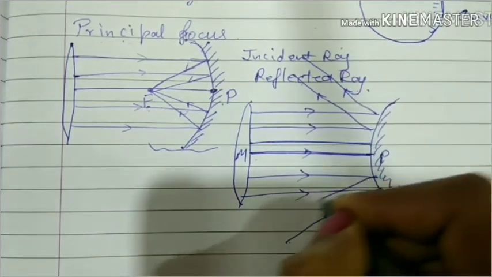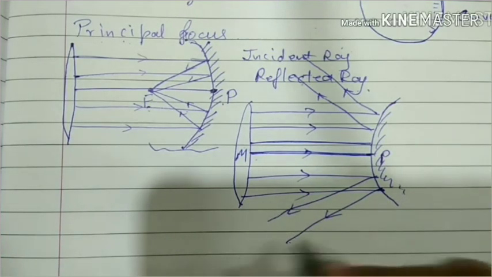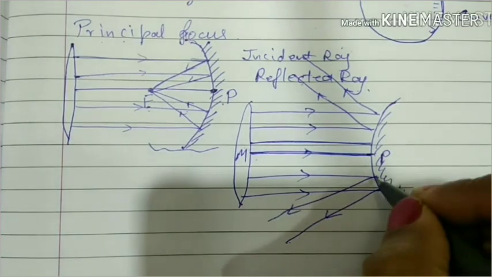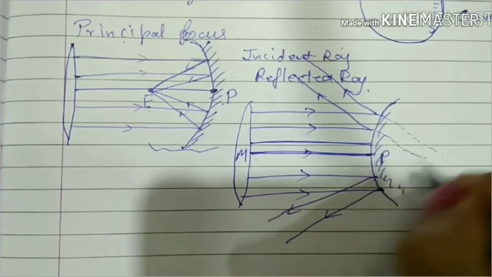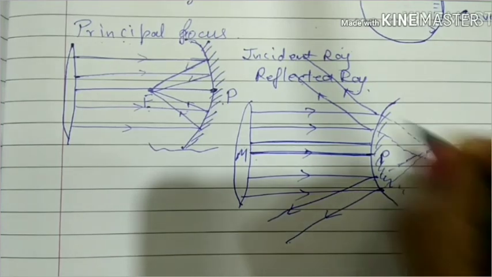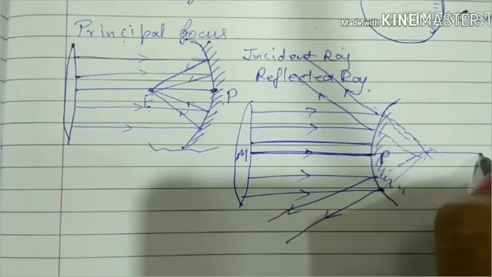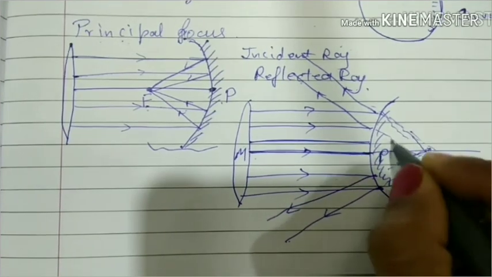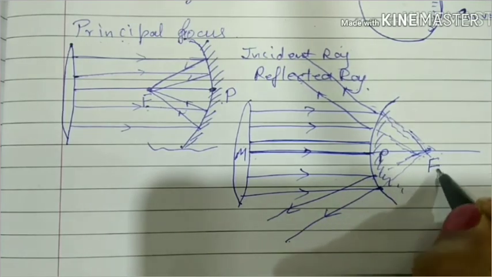Now here we can clearly see that all these reflected rays do not meet at a point. But if we extend these rays further behind the mirror, all these rays meet at a specific point. If we extend this, here is the point where all these rays meet. So let's consider this as F. This F is called the principal focus in case of a convex mirror.